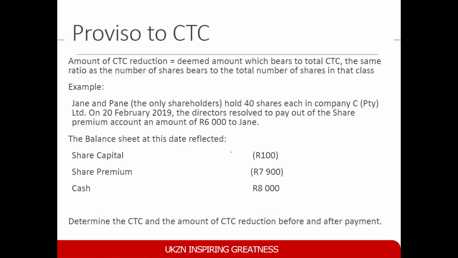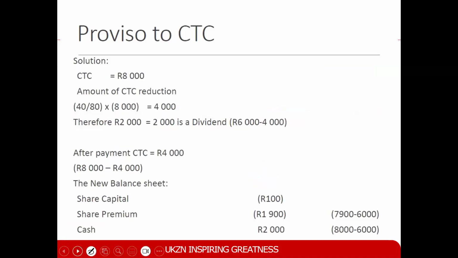So here we've got share capital. This is a balance sheet. Share capital 100 Rand. Then share premium, in this case, yes. Okay, let's see. If they say CTC is 8,000, that may mean they are also including the share premium. Let's see. So they're saying the amount of CTC reduction is 40 over 80 times 8,000, which is 4,000, a dividend of the company. Out of 6,000, they will deduct the 2,000. Let's just see what it means.